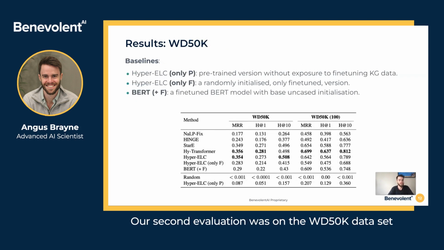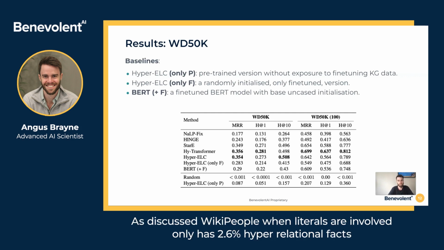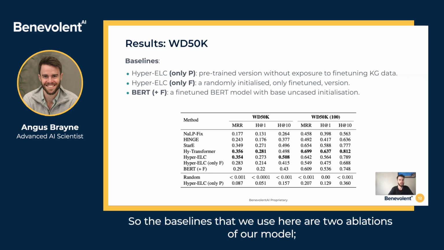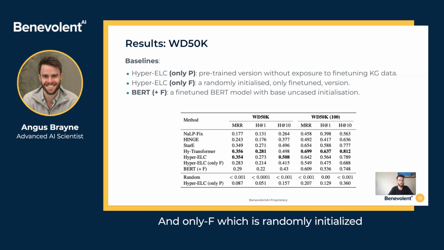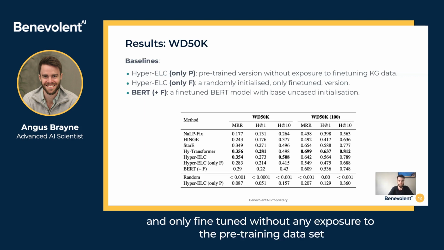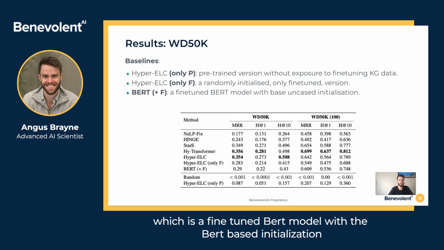Our second evaluation was on the WD50K dataset, which was introduced to have a higher proportion of hyper-relational facts than WikiPeople. As discussed, WikiPeople, when literals are involved, only has 2.6% hyper-relational facts. So the baselines that we use here are two ablations of our model: only P, which is only pre-trained, without any exposure to the fine-tuning dataset, and only F, which is randomly initialized and only fine-tuned without any exposure to the pre-training dataset. We also have a BERT plus fine-tuning model, which is a fine-tuned BERT model with the BERT base initialization.